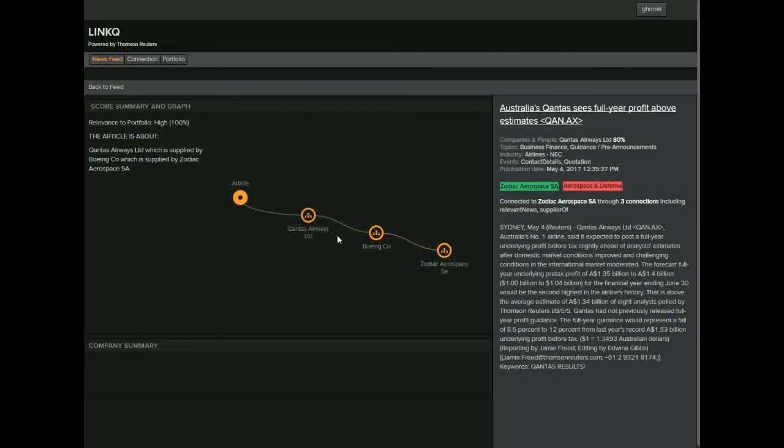This is the kind of deeper intelligence that LinkQ is able to provide that none of our other competitors or other products are delivering today.